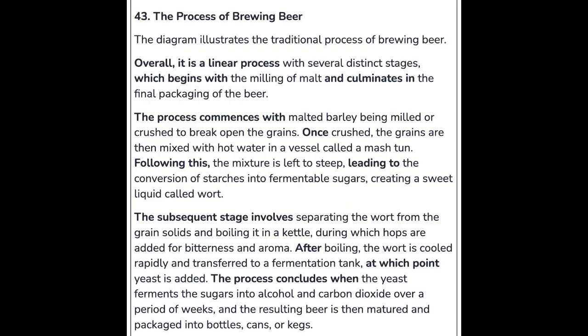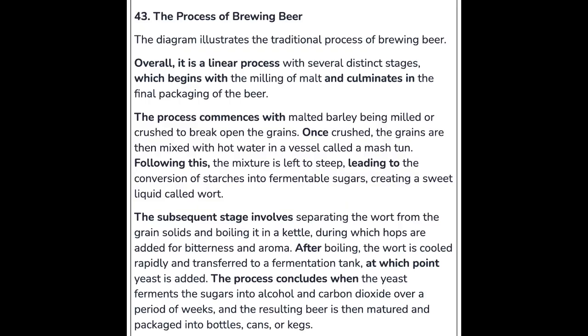The process commences with malted barley being milled or crushed to break open the grains. Once crushed, the grains are then mixed with hot water in a vessel called a mash tun. Following this, the mixture is left to steep, leading to the conversion of starches into fermentable sugars, creating a sweet liquid called wort. The subsequent stage involves separating the wort from the grain solids and boiling it in a kettle, during which hops are added for bitterness and aroma.